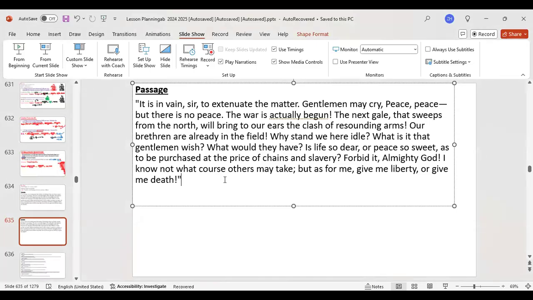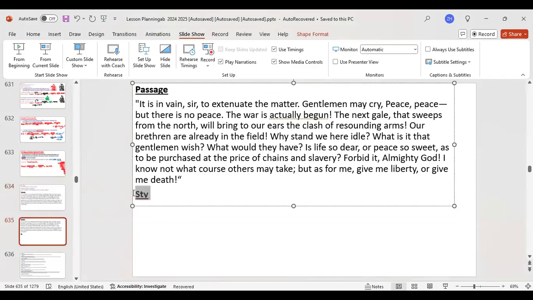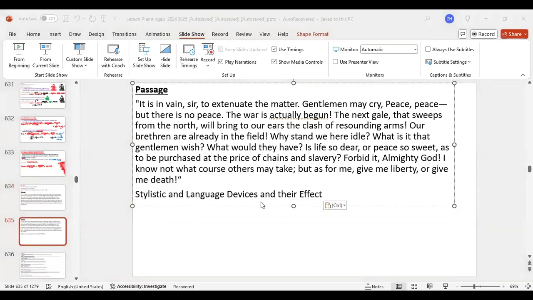All right, this is where we start to write. He was absolutely right. So we're going to look at the devices, which we call stylistic techniques or devices, and their effects. That's what we're going to be looking at right now. He mentioned a good one: repetition. Repetition of what? The words.